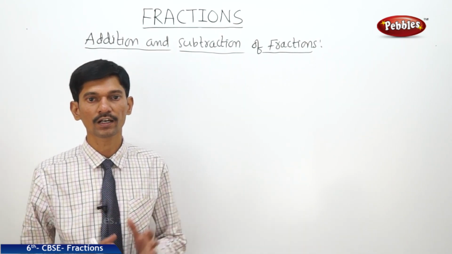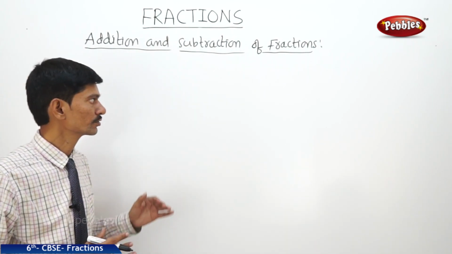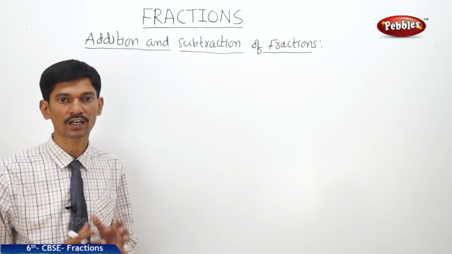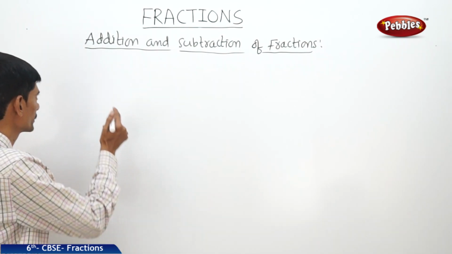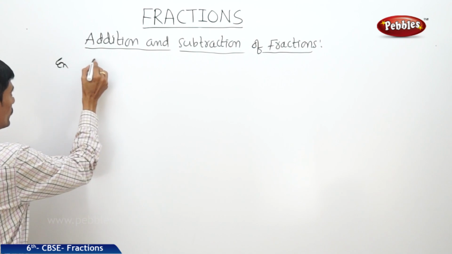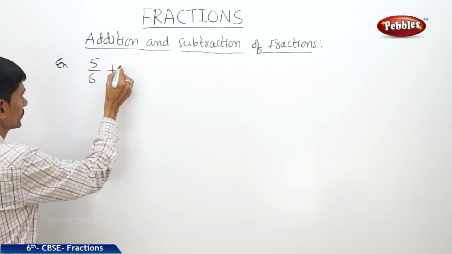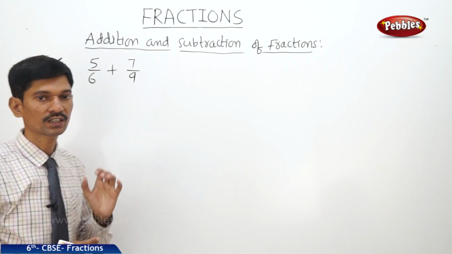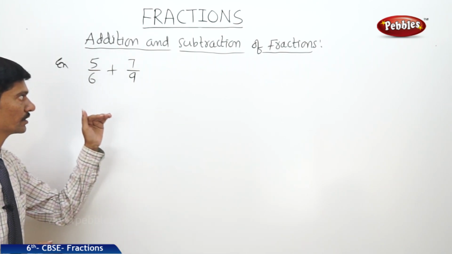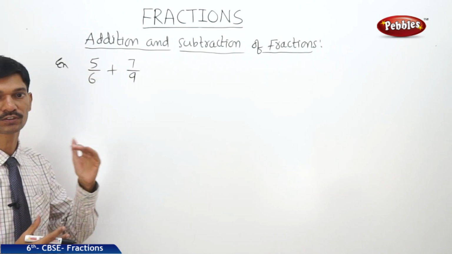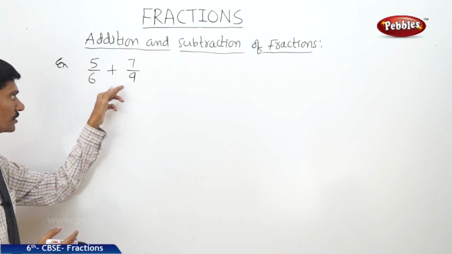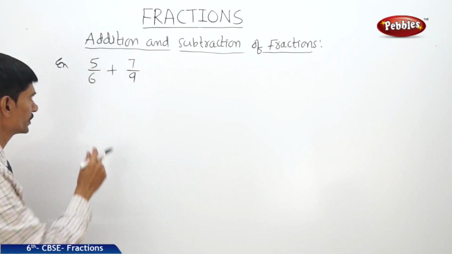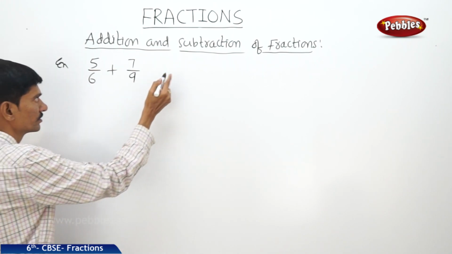Now how to add or subtract fractions in which the denominators are not equal, meaning the fractions are unlike fractions? Now let us take an example. 5 by 6 plus 7 by 9. The denominators are not equal, so they are unlike fractions. So here we cannot simply add the numerators. First you have to make the denominators equal, meaning you have to convert the fractions into like fractions. So first you find the LCM of 6 and 9.